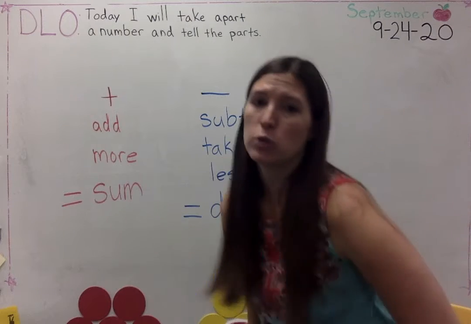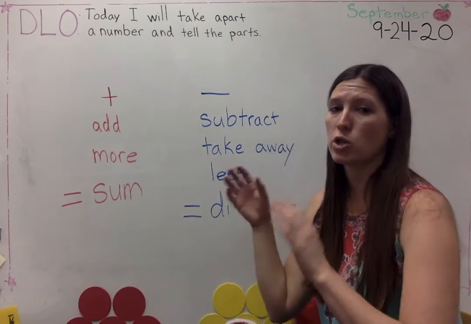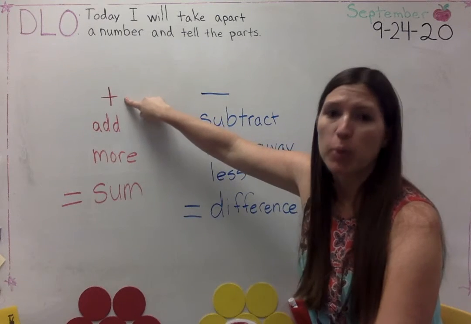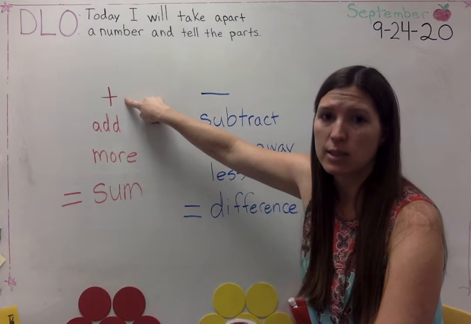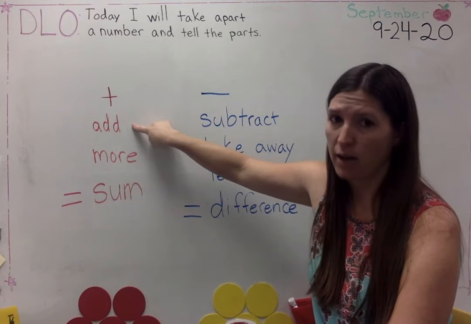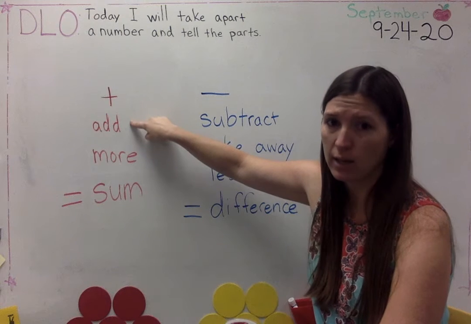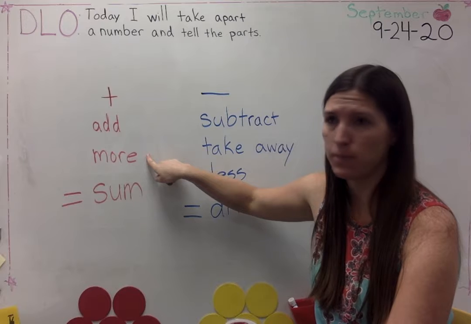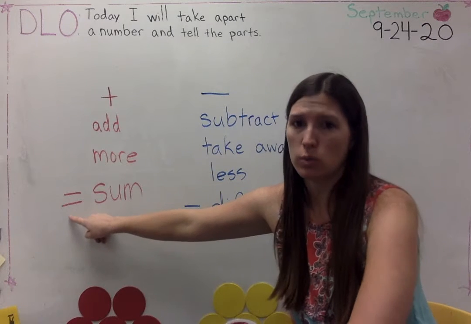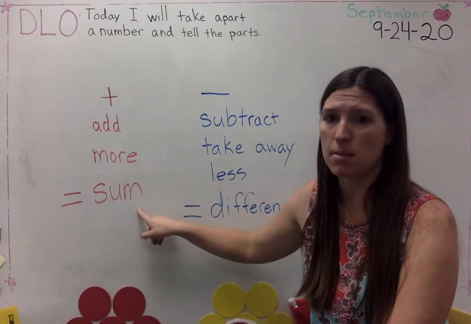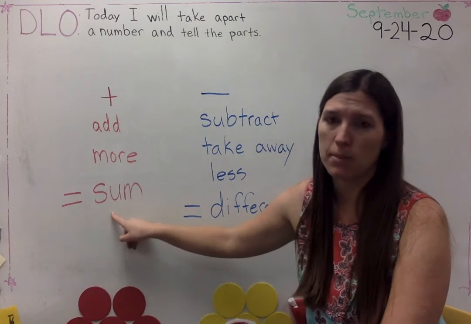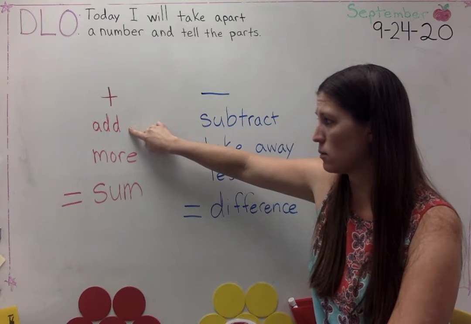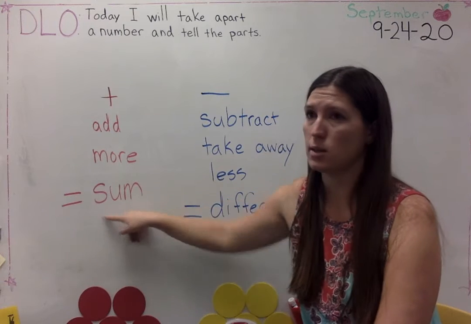Okay, so first we'll review some addition and subtraction vocabulary terms. In addition, I wrote them in red. Say operation, plus. Good. Say add. When we have a plus sign, we're adding, add. When we add, we're getting more. Say more. When we find the total after the equals, it's called the sum. Everyone say equal sum. Say plus, add, more, sum.